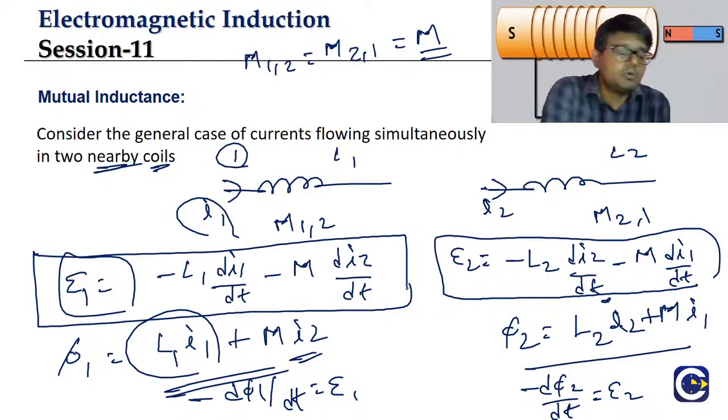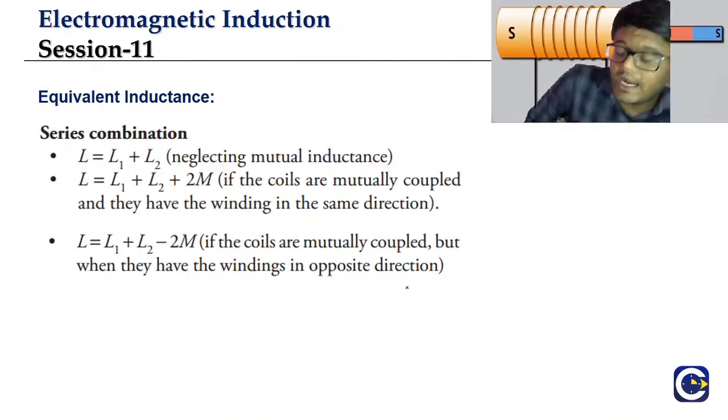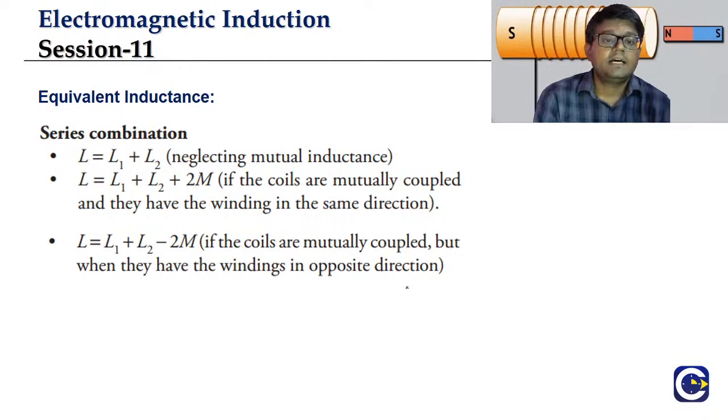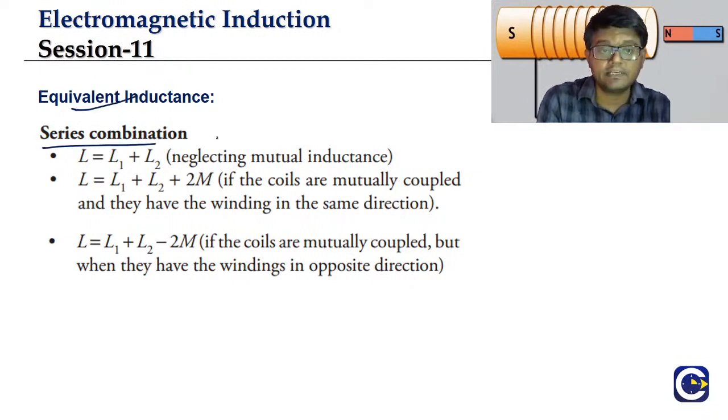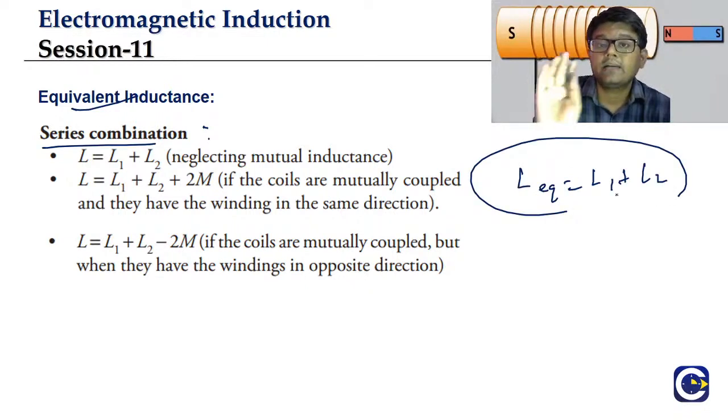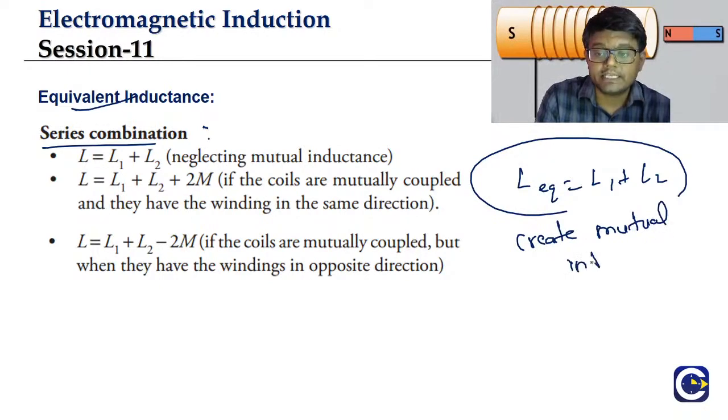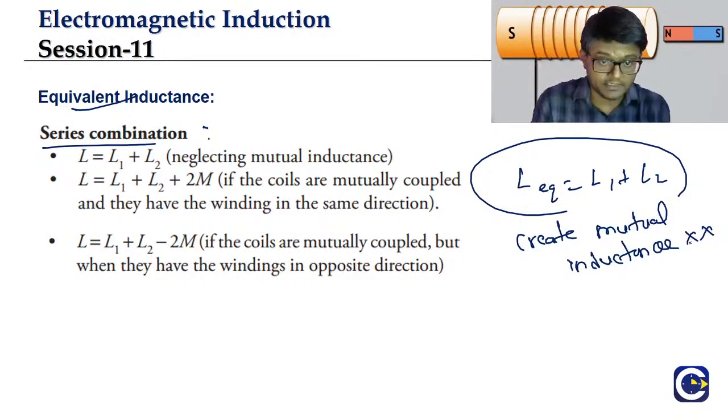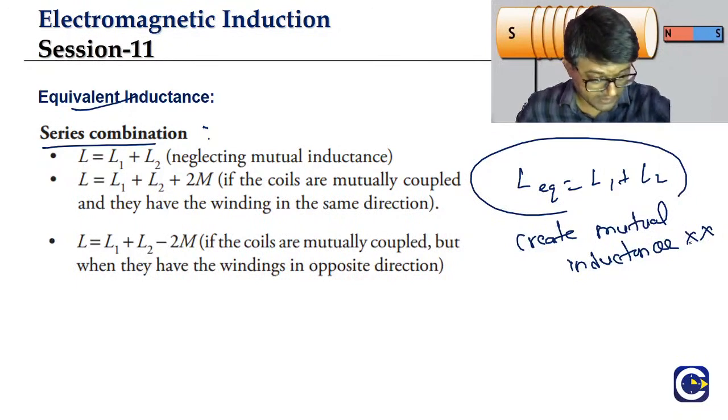Okay, so this is about the idea of inductance. If you have a series combination of inductors, remember I told you that L equivalent is equal to L1 plus L2. At that time I said that we assume the inductors don't create mutual inductance on each other. That is the assumption we made, so there is no mutual inductance concept. Then only is L equivalent equal to what?